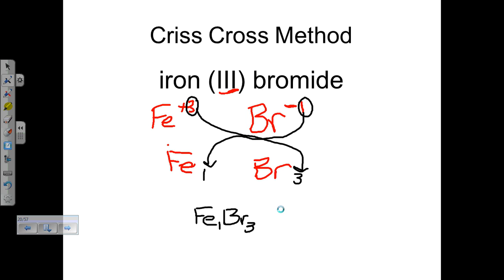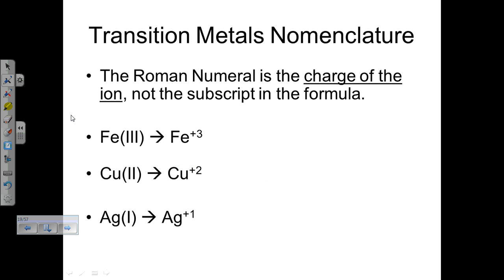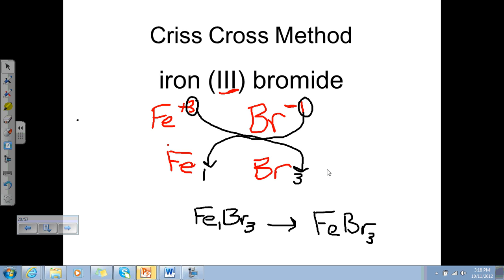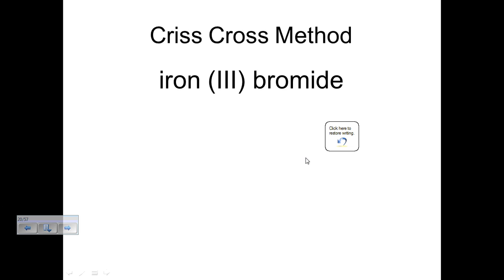Now remember, I also said that you don't have to write the 1. I'm not going to mark you wrong. You don't have to write the 1. It's not necessary. So you can instead just write Fe Br 3. Just like that, okay? And that would be your final answer. That's it.